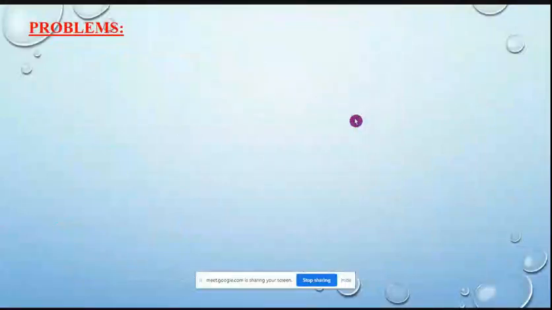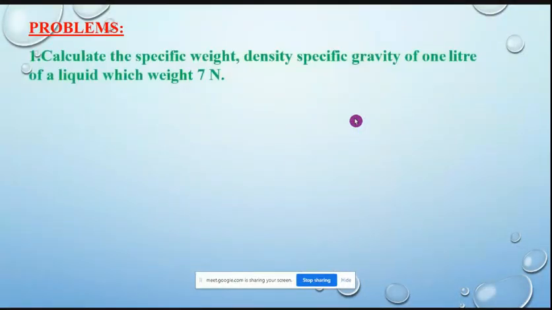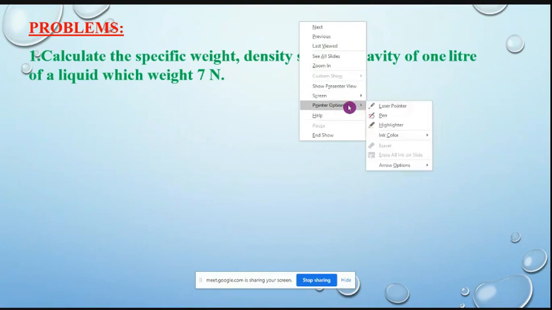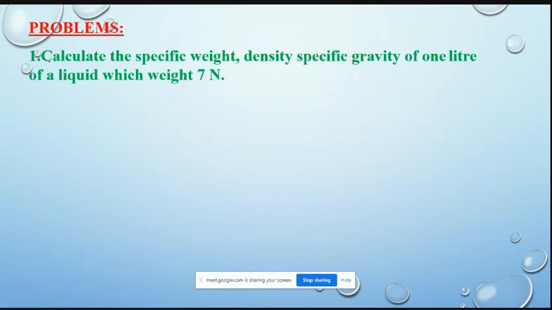So today we are going to discuss a problem. So this is our question. Calculate the specific weight, density, specific gravity of 1 liter of liquid with a weight of 7 Newton. Okay. So this is our problem. Calculate the specific weight and density, specific gravity.